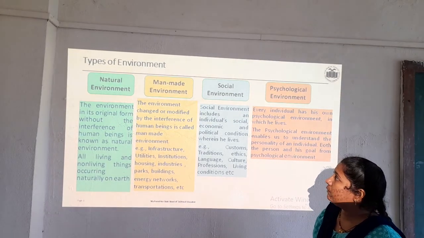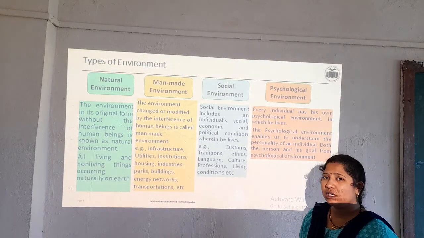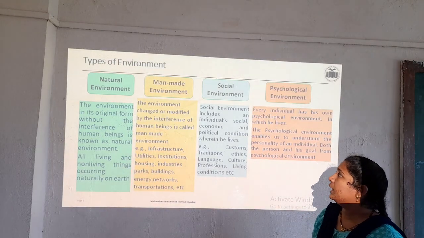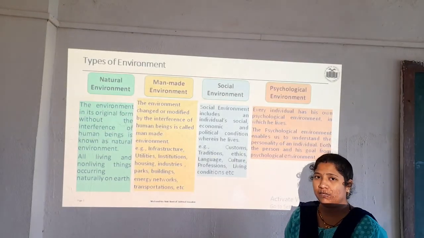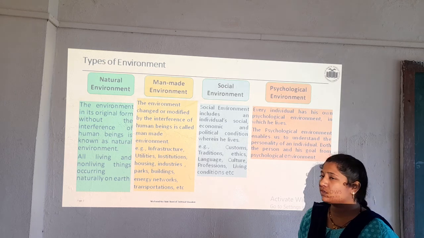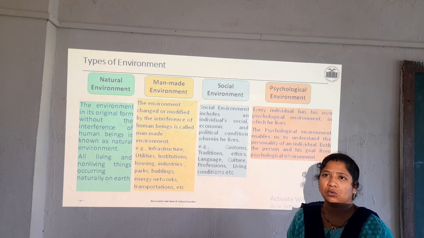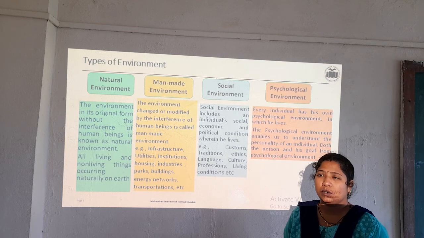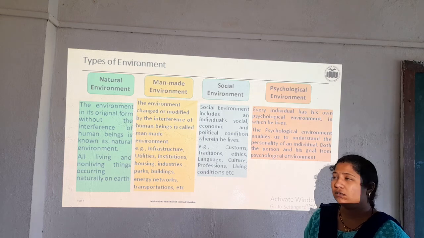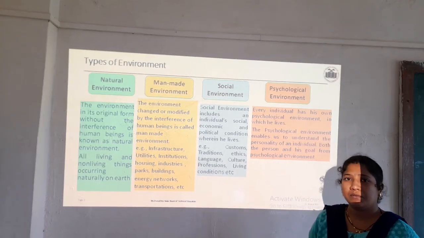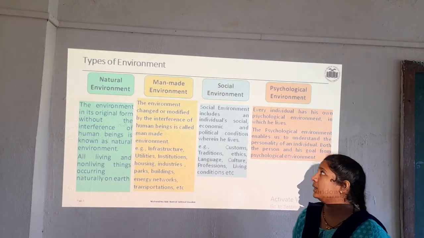Third one is the social environment. Social environment includes the individual's social, economic and political conditions where he lives. Examples are customs and traditions. We know the traditions differ from one state to another state or one village to another village. The traditions are different, the ethics are different, the language and the culture are different. So this is nothing but the social environment.